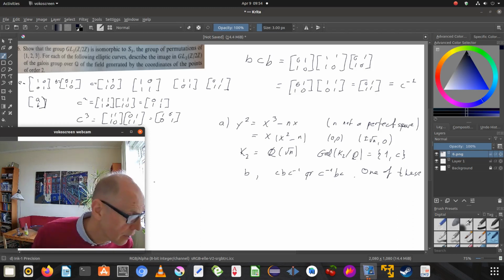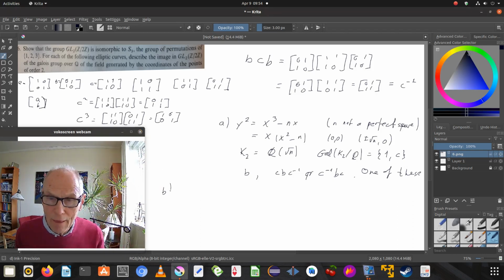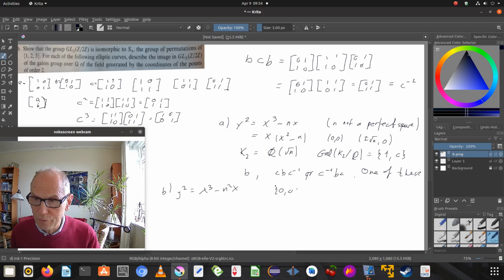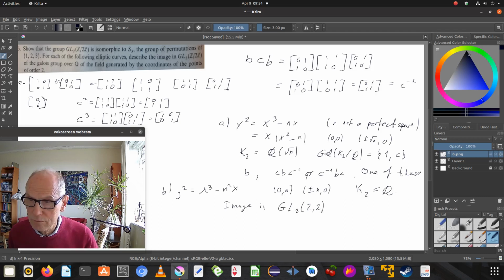Right, that was A. Now B. The points of order 2 are, oops, so K2 equals Q itself, so the Galois group is trivial, so the image is the unit matrix.